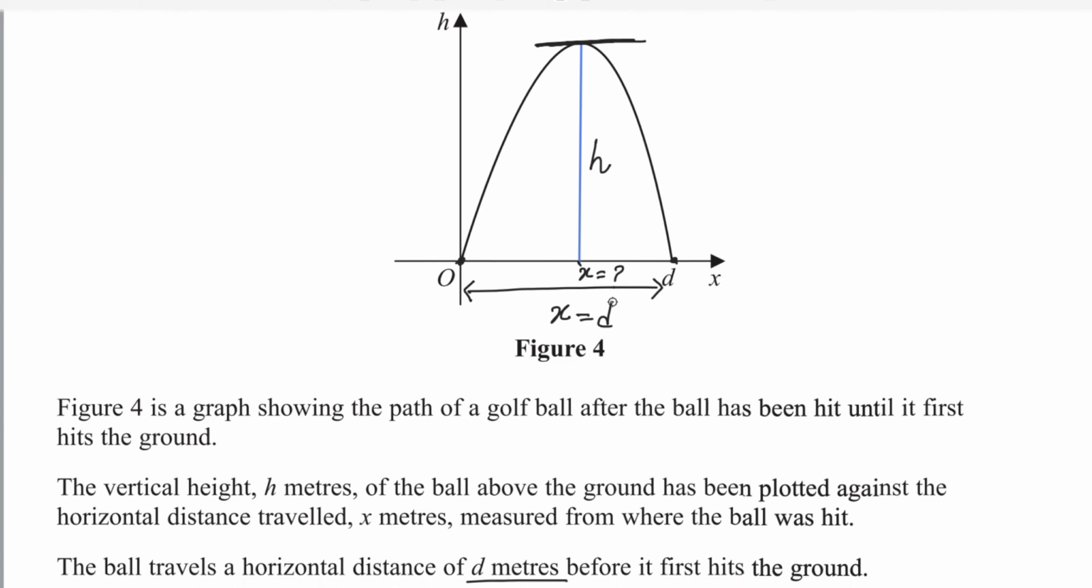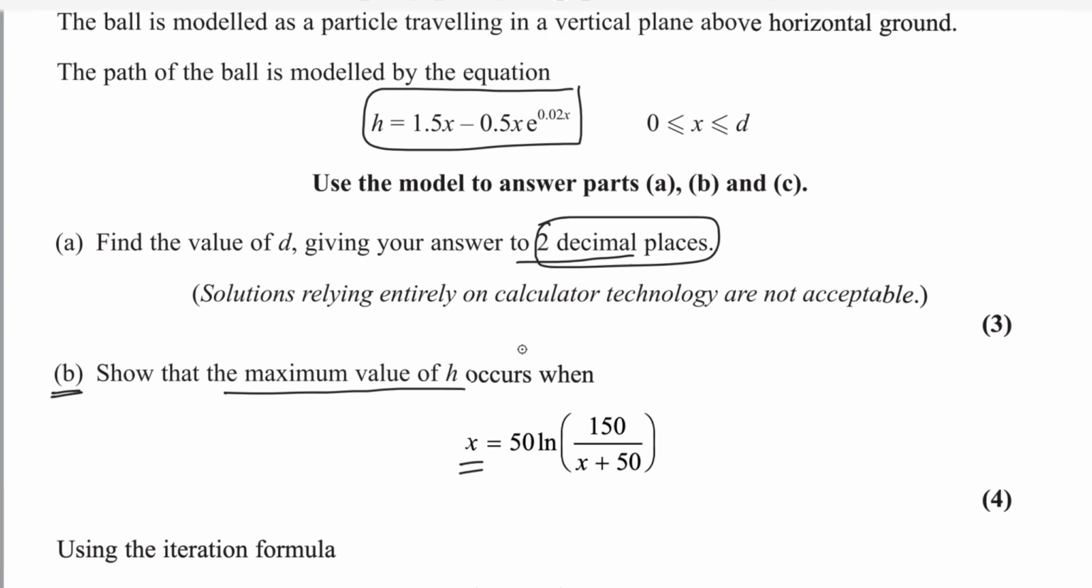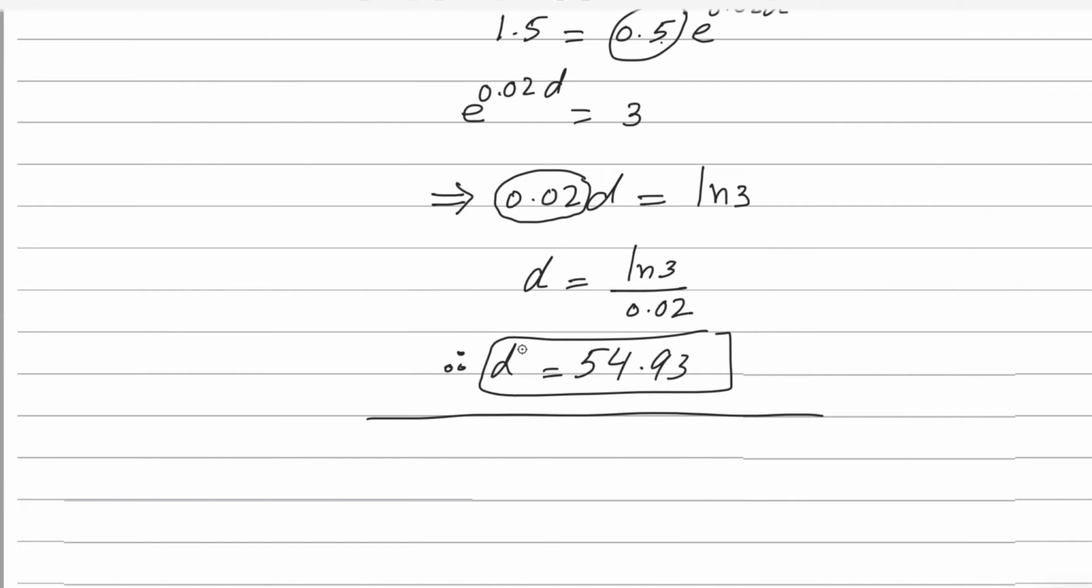So this is the question. It means you need to find the derivative of h with respect to x. For the second part, you have to differentiate h with respect to x, and then you put that derivative equal to 0 to find the corresponding x value for it.